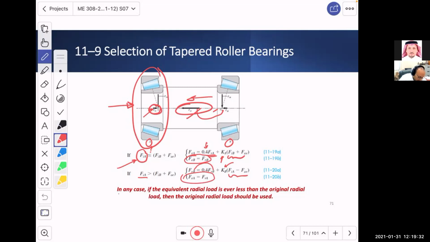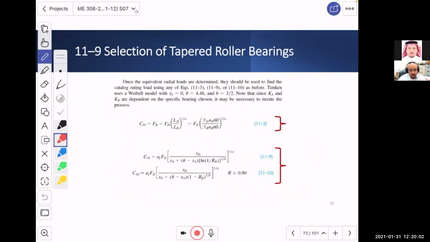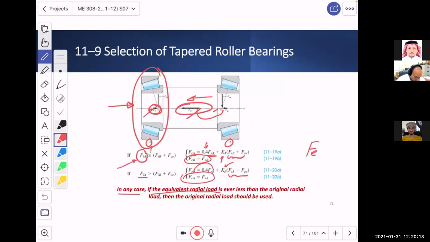It says here, in any case, if the equivalent radial load, so FAE, is less than the original radial load, then you should use the original one. Don't use the smaller one. Now, how do we proceed? We know the forces now. That's what we wanted to do. Is it used somewhere else or in these equations themselves?